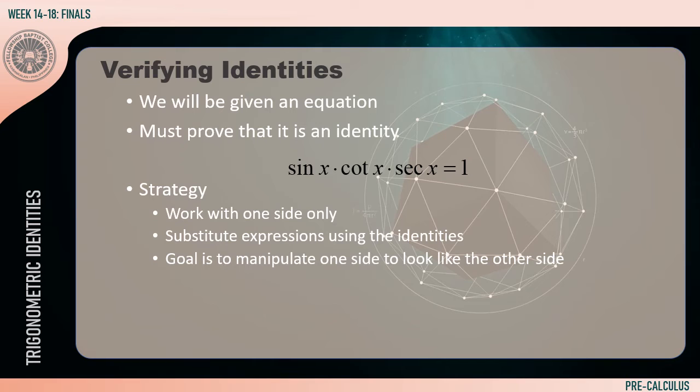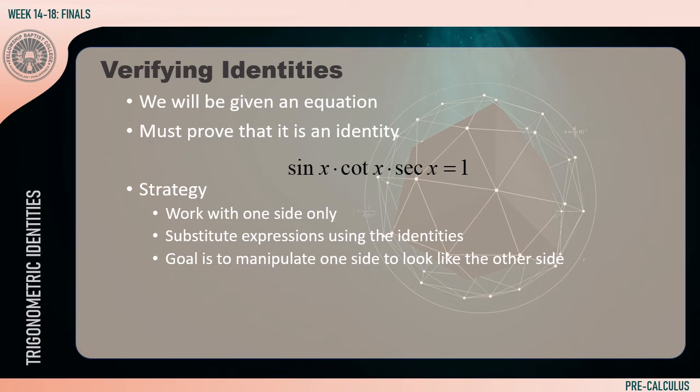Kinanglan na nato ang atong mga identities nga ginpang-mention because we are going to use it in verifying certain identities. So, paano sir ang mag-verify sang identities? In verifying identities, we will be given a certain equation, kag ang atong kinanglan himuon is to prove nga identity sila. The best strategy is to work with only one side and substitute the expression using the identities. The goal is to manipulate one side to look like the other side.